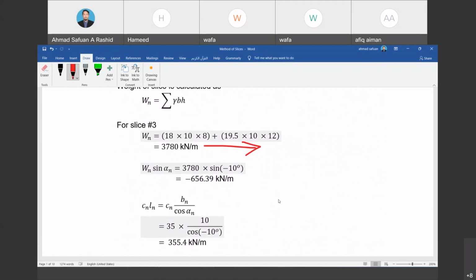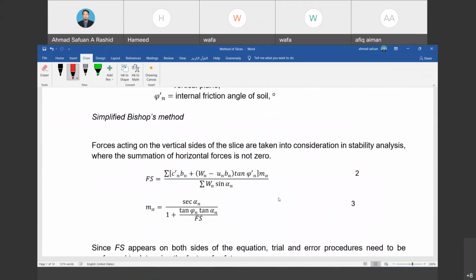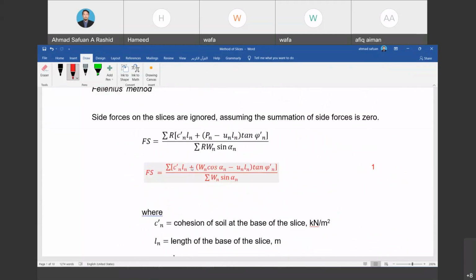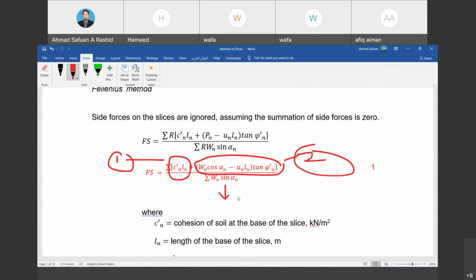Then we may solve, for example, this equation. In order to solve this equation, we may separate it into 3 parts: number 1, number 2, and number 3. You need to solve number 1, then continue with number 2, and then number 3. The summation of number 1 and number 2 is then divided by number 3. That is the best way to solve this problem.